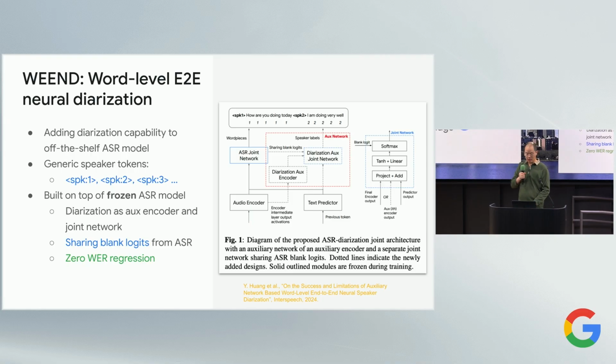By doing this, we have to introduce another trick that is called sharing the blank logits from ASR. That means every time the ASR joint network outputs a blank logit, we also force the diarization network to output a blank logit. That makes the diarization and ASR outputs totally synced. Every time we have a new ASR word, we have one and exactly one speaker label for that word. By doing this, we achieved our goal: we added the speaker diarization capability to an existing ASR model without changing that ASR model. That means we have zero word error rate regression.